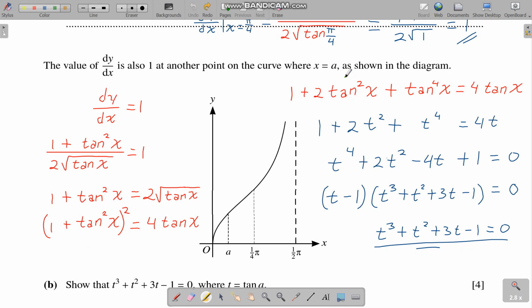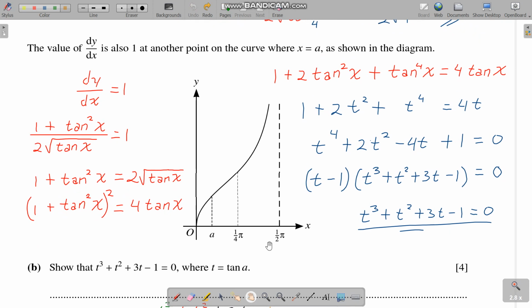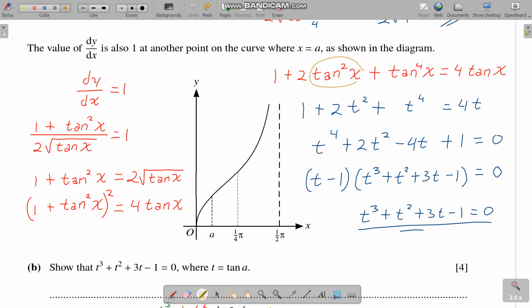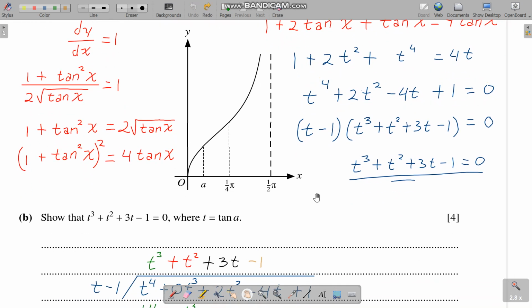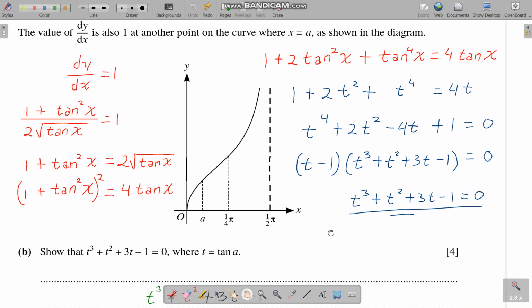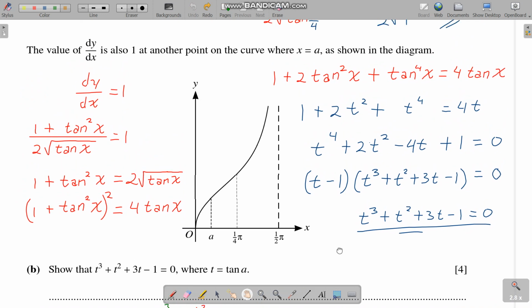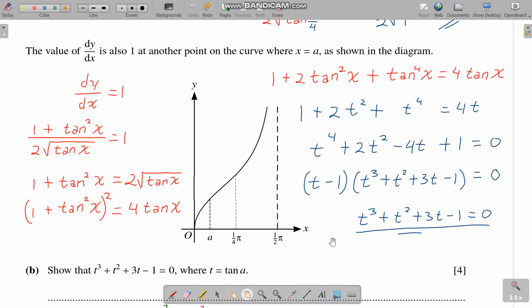Since it says here t equals tangent a, we replace tangent a here with t. So this is 1 plus 2t squared plus t to the 4th equals 4t, and we subtract 4t from both sides, and we get this polynomial.